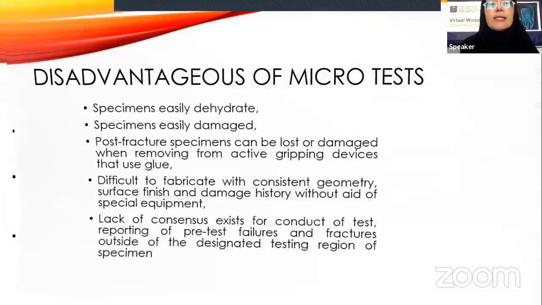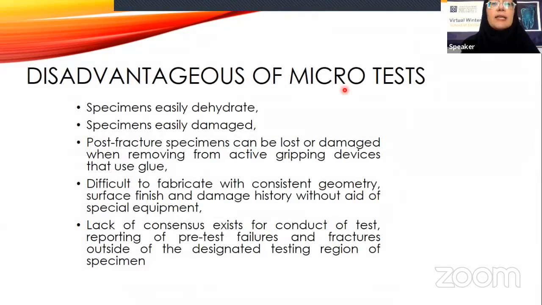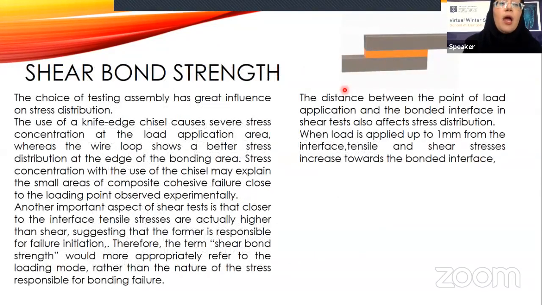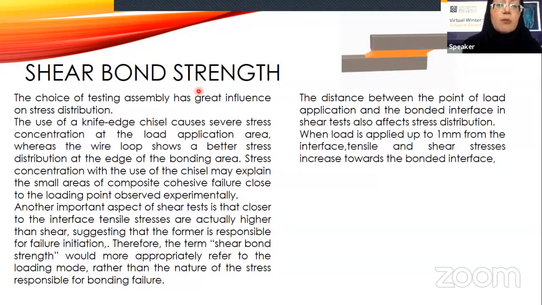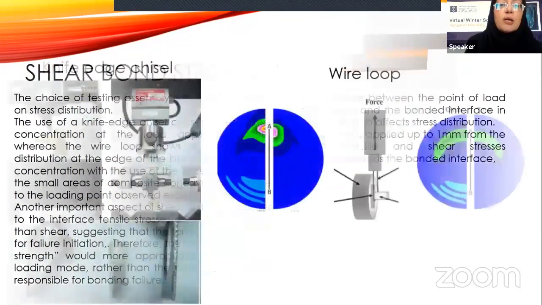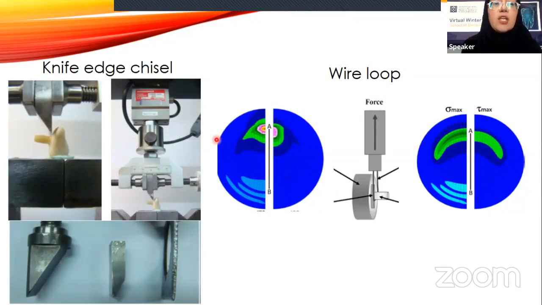So most scientists prefer the micro test, and it is claimed that the micro test is better than the macro test. First of all, I'm talking about the Chevron notch test, which is almost a simple test method. The macro one is very simple. We can do the Chevron test via two ways, a knife edge chisel, and also via a loop.